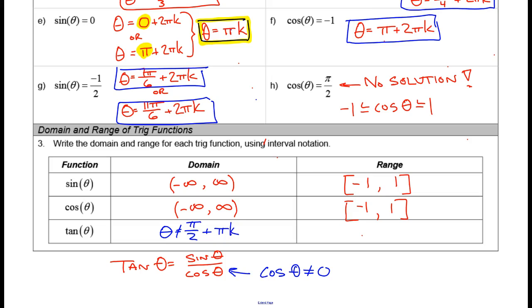However, the range of tangent is unrestricted. And I'm going to let you prove that to yourself by looking at a graph of tan theta on your calculator. Okay, folks, we are at the 12-minute mark here, so I'm going to go ahead and shut this video down, and you will see the rest of this lesson in another video.